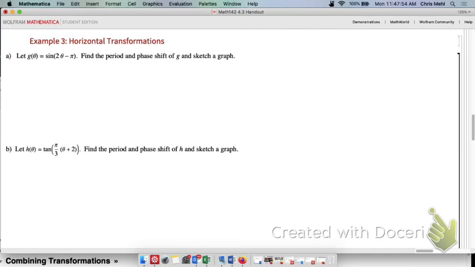All right, so now let's do part B here. Let h of theta be tangent of pi over 3 times theta plus 2. And we're going to find the period and the phase shift and then sketch a graph by basically drawing a copy of the fundamental cycle of tangent. All right, here we go.